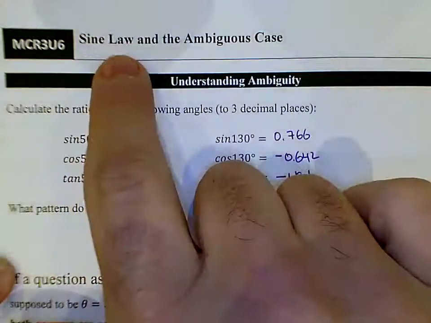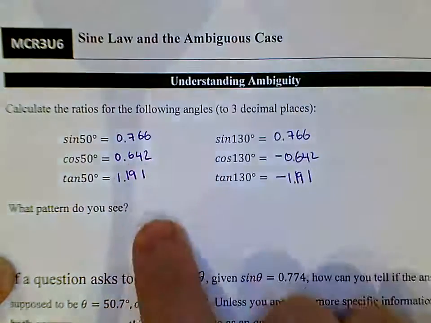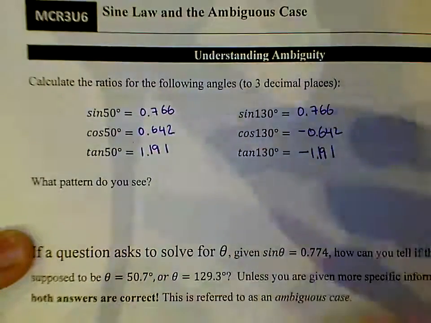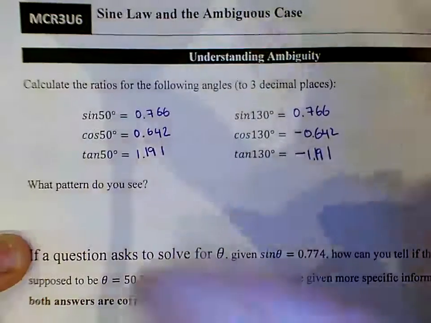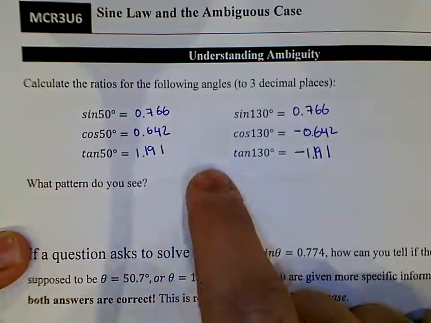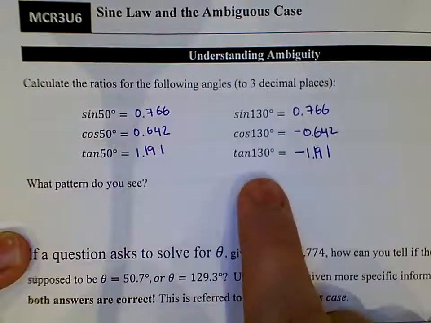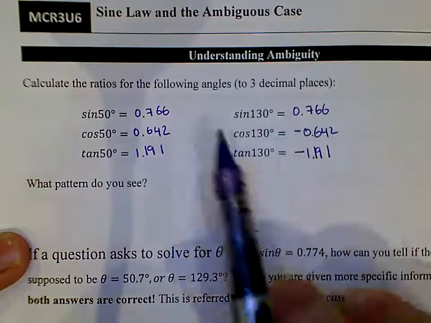Okay, so this is the sine law and ambiguous case worksheet. In this first question, they're just asking you to calculate the ratios for the following angles to three decimal places. I've gone ahead and done it for you with the calculator. Now, what pattern do you see?